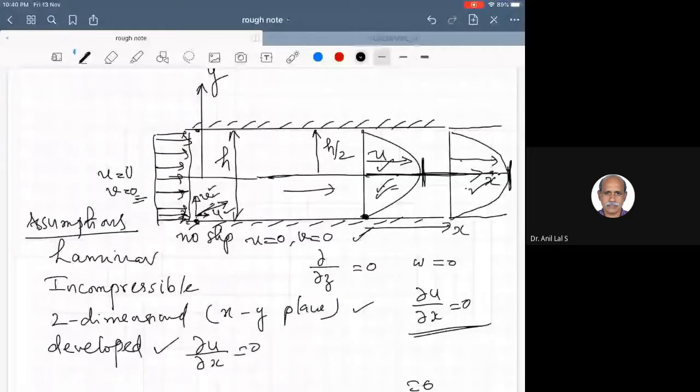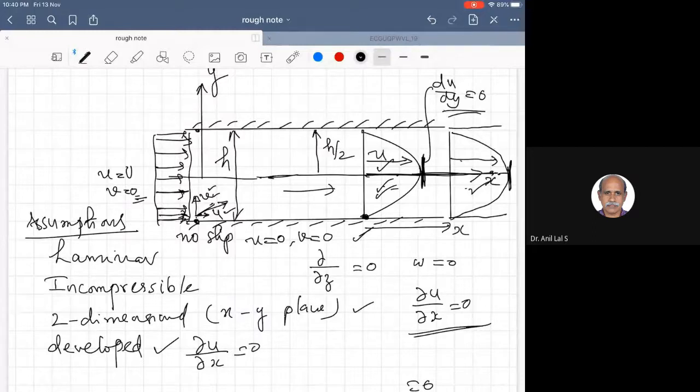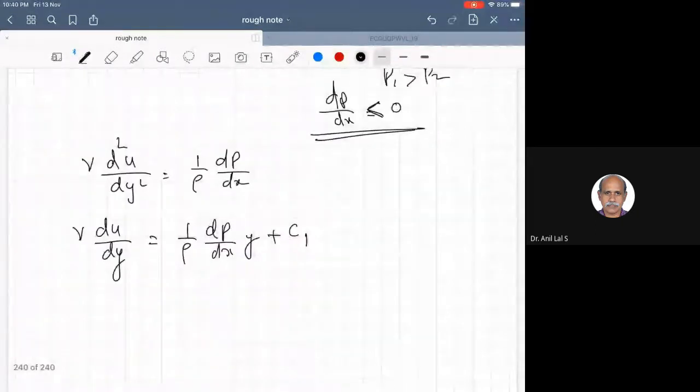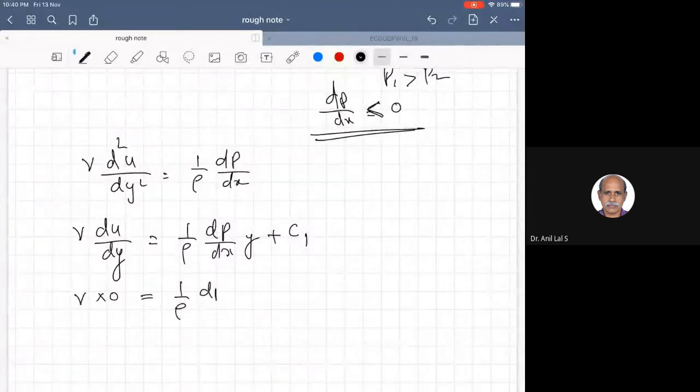That means the tangent, that is du by dy, in the y direction is equal to 0 at y is equal to 0. This point is y is equal to 0, where du by dy is equal to 0. So du by dy is equal to 0 at y is equal to 0. Apply that condition. At y is equal to 0, I am going to have 0 equal to dp by dx into 0 plus c1. What does that imply? It implies that c1 is equal to 0.